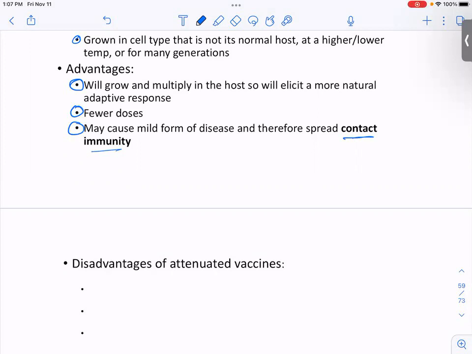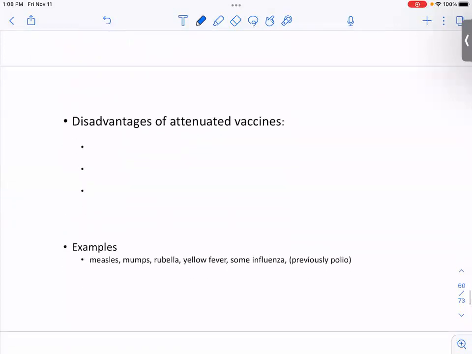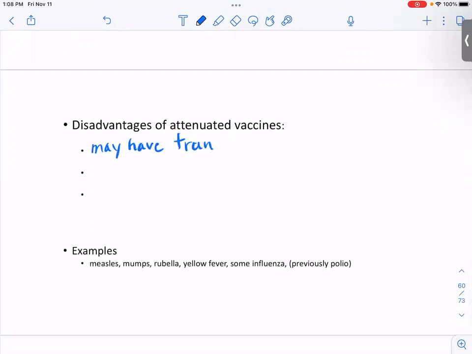So that can be a good thing. But in our society here, that's going to be a bad thing. So a disadvantage is that you may have transmission of disease, typically of a mild form.